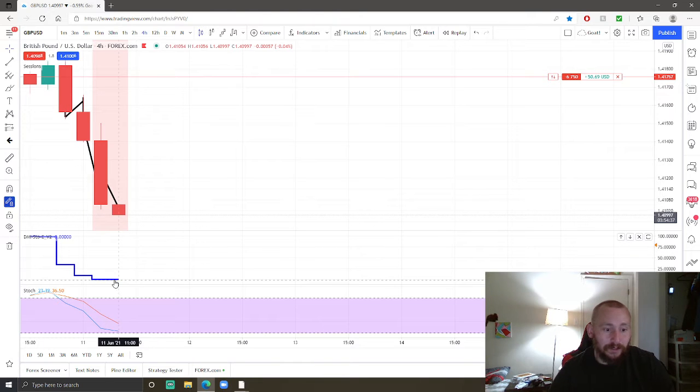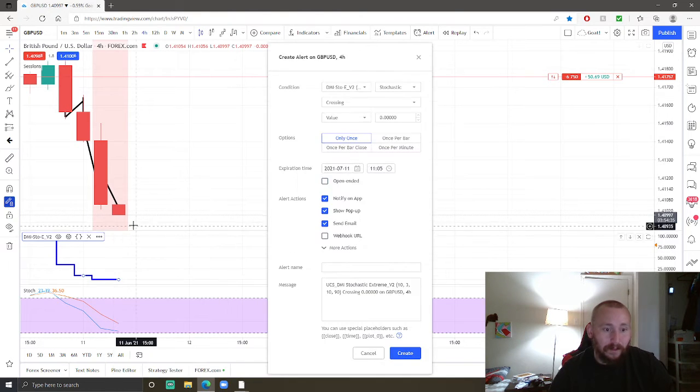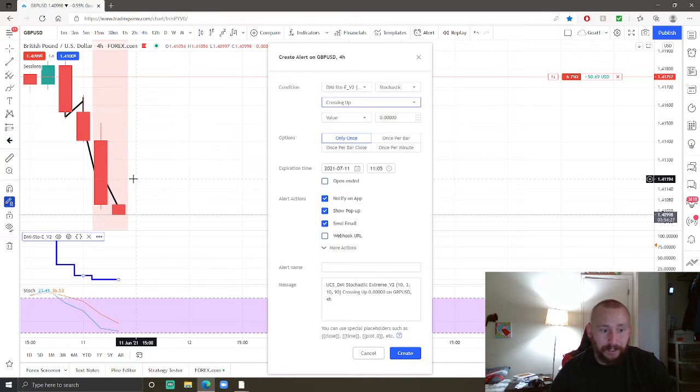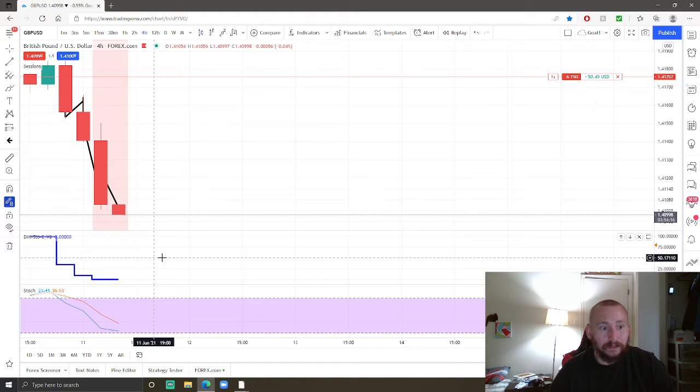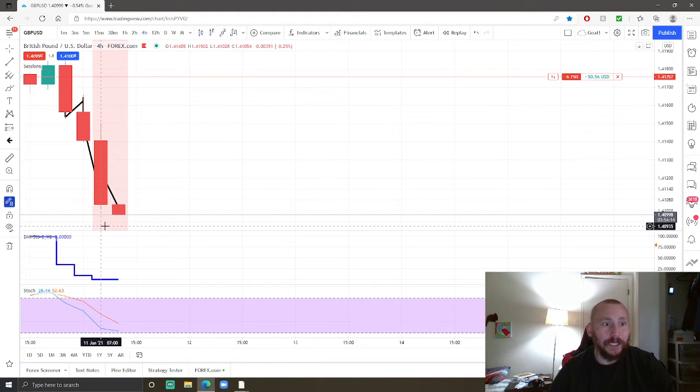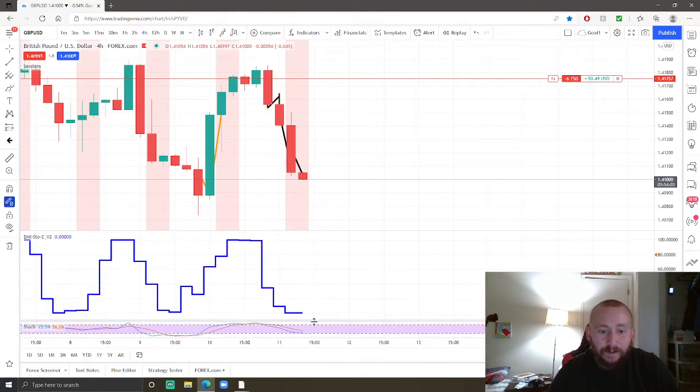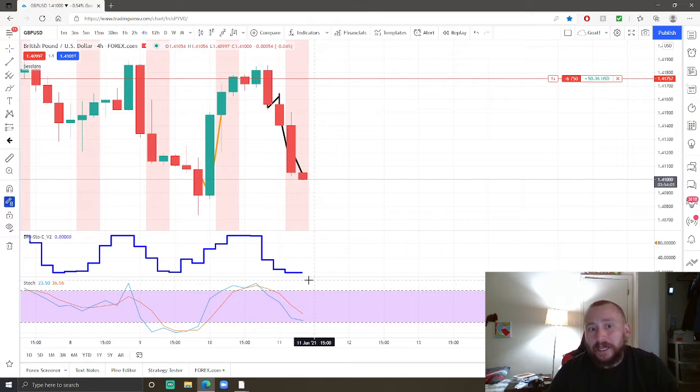So what you can do is add an alert, right? For it to alert you when it does change, and crossing up, since we're in a downtrend, crossing up and the current value is 0, right? So value crossing up, make sure we're on this indicator, and then we'll hit create. So it'll give us an alert whenever the value on the 4-hour changes up, right? And then I just have a regular stochastic. My purpose for stochastics, I don't really use them too much, but it helps me to determine the overall tops and bottoms of a market.